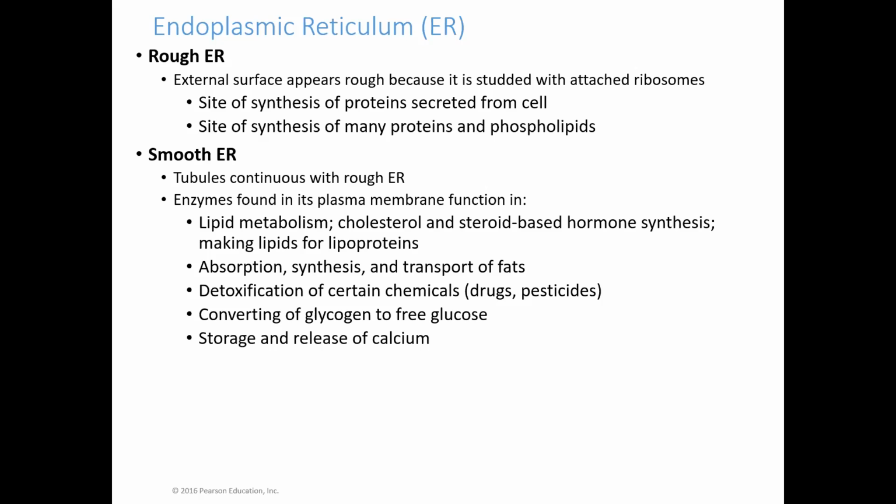One of the most important roles of the smooth ER is detoxifying chemicals. We find in our liver cells, our liver has many, many cells with smooth ER, more smooth ER in the liver than anywhere else in our bodies, because the liver is our detoxifier. Everything we eat, everything we drink has to go through the liver for detoxification before it gets to our blood supply. And that means before it gets to the cells.